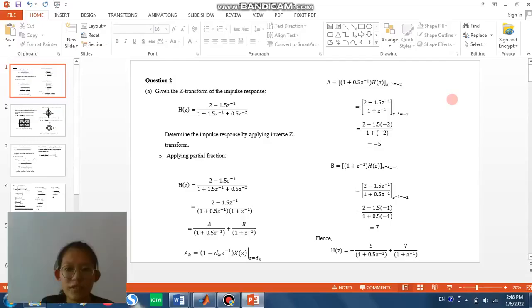I present question 2 in this lab session. For question 2a, given the Z transform equal to these equations, we need to determine the impulse response by applying the inverse Z transform. First, we apply partial fractions to the equations. Since the equations have unknown coefficients a and b, we use these equations to find them. Hence a equals negative 5 and b equals 7. Therefore the equation is equal to this one.